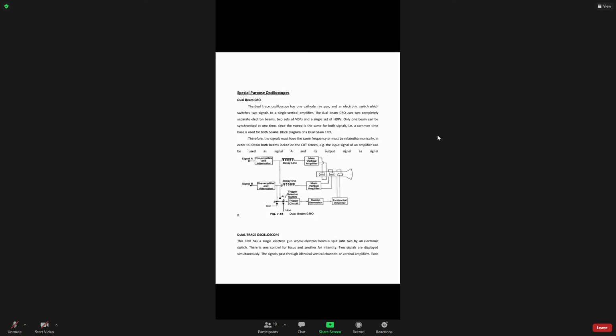We use two beams, so there are two electron guns in this kind of CRT. The two electron guns will transmit two separate beams. And in this case, we have two vertical deflection plates.